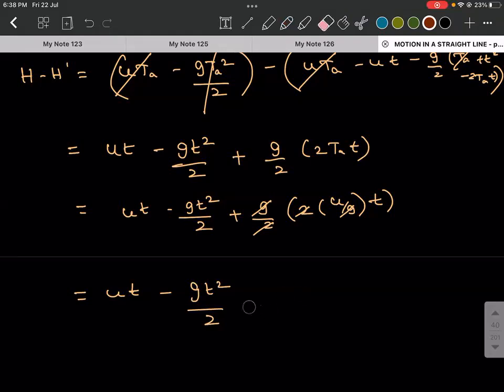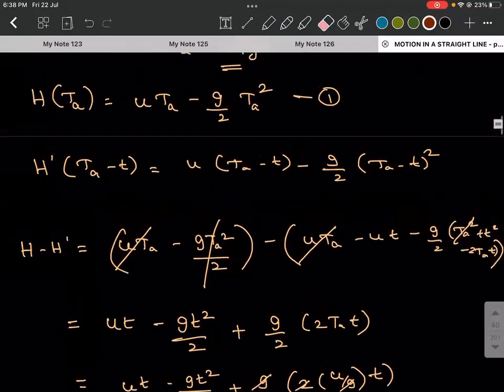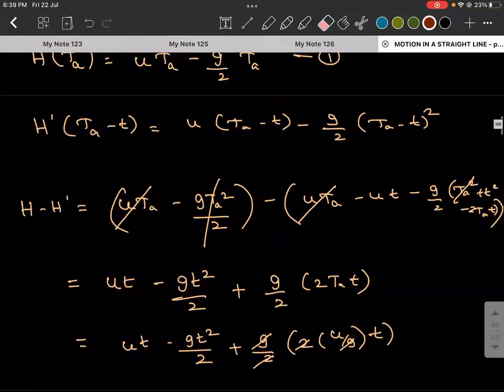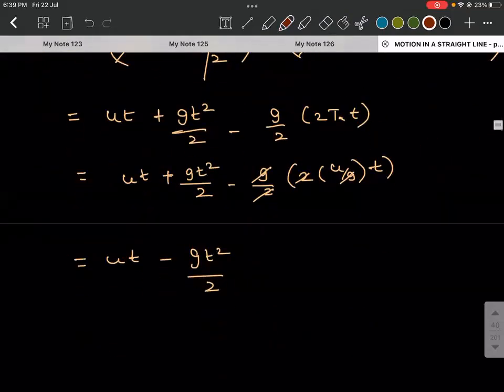Did I make any mistake? Minus of minus is plus, so this will be plus, and this will be a minus. So ut plus gt square by 2 minus ut. So ut and ut are getting cancelled. gt square by 2 will be the answer. Is there an option?